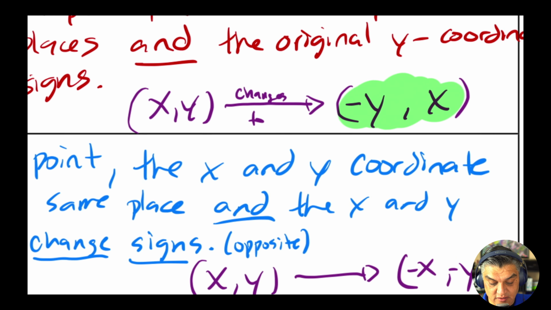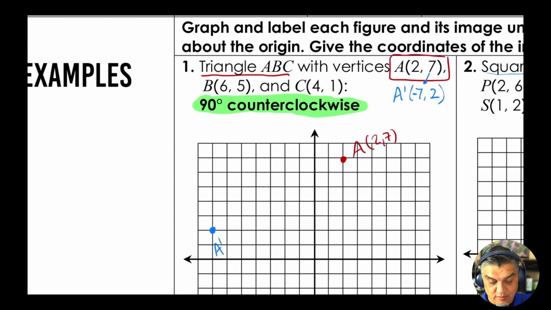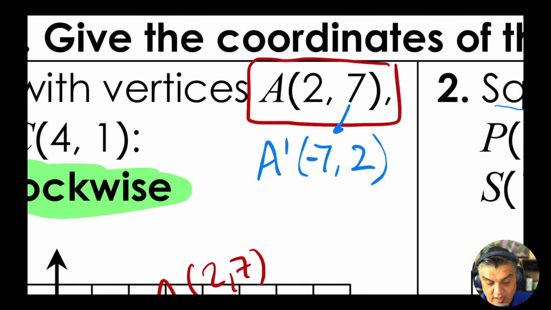Okay, so this is what it looks like. My original point changes to, you see the X and the Y switch places, but the former Y, which is now the new X, turns opposite. And that's it. I switched these, and I put an opposite sign right here. And we saw the pattern. We did that for A prime, this was 2, 7.